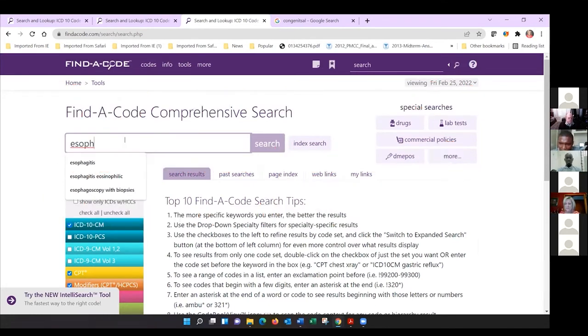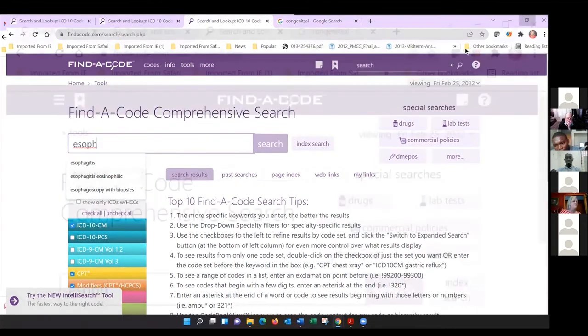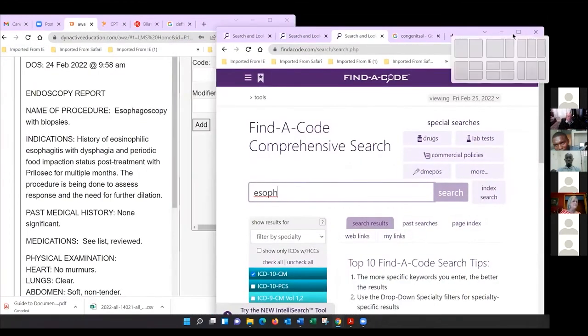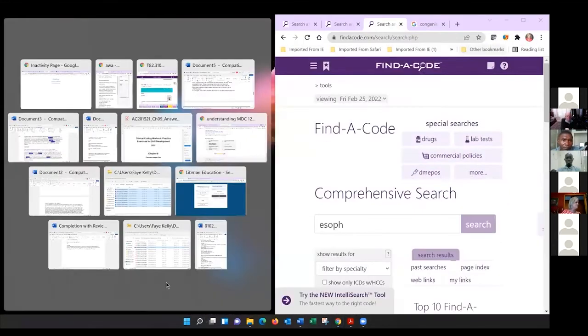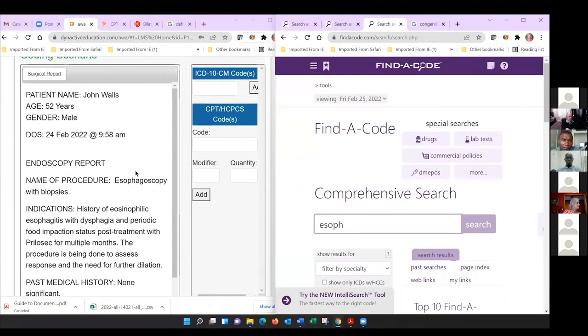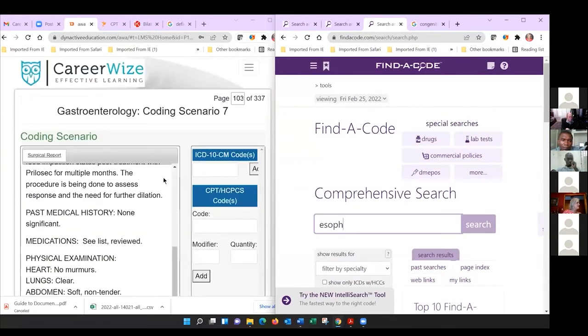Can I ask, back to the diagnostic codes, I want a clearer understanding of why the food impaction was not coded. Okay. We don't have an impaction now. I can pull that back up. Yeah, go back to the document. There you go. Let me get this situated here. Okay. All right. Good.